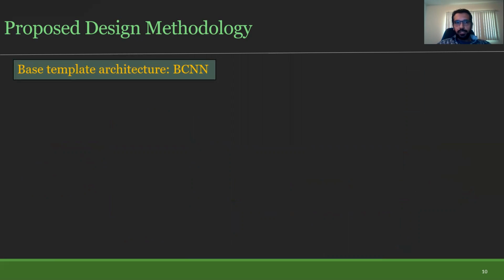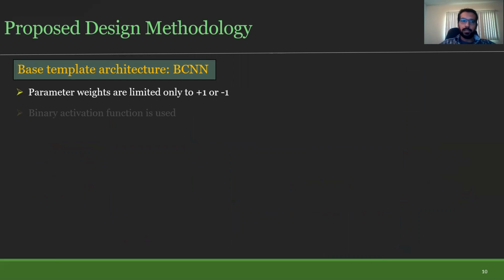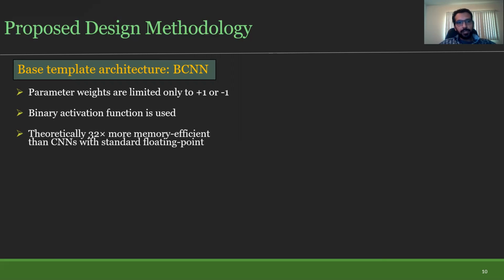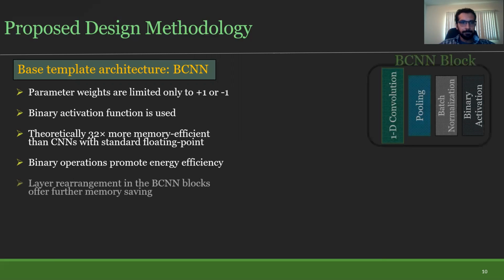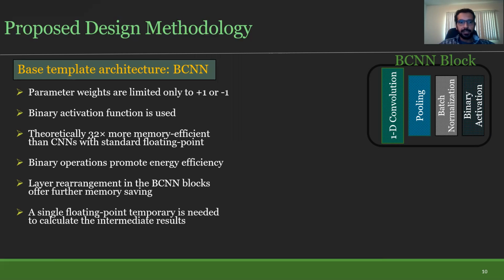So, in the design methodology, our base template architecture is a binary convolutional neural network where parameter weights are limited to +1 or -1, and only a binary activation function is used to clamp the outputs to 1 or -1. This provides theoretically at least 32 times more memory efficiency than standard CNNs, which use floating point representation. And also, binary operations promote energy efficiency because they use bitwise operations. And also, BCNNs are different from the traditional binary neural networks, where they proposed a rearrangement of the layers within the convolutional block to propose further memory savings by using only a single floating point temporary throughout the intermediate results calculation phase.